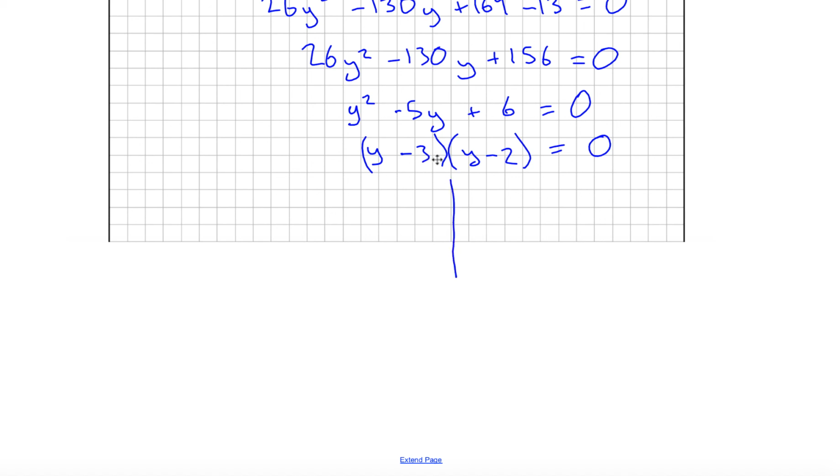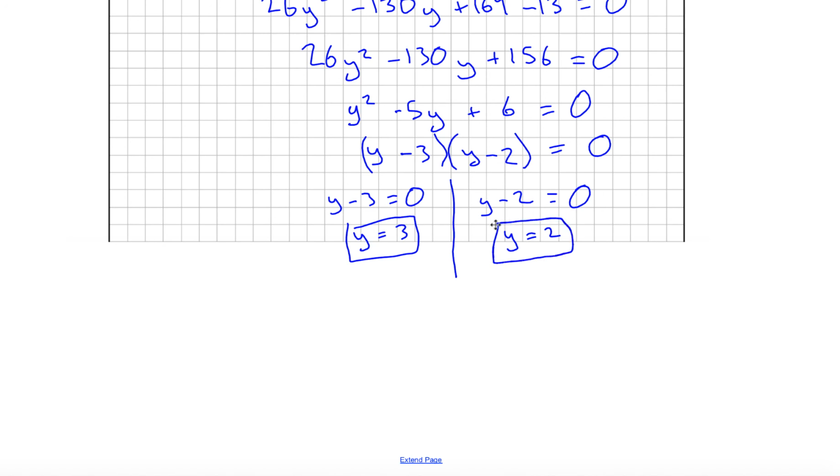So a bracket multiplied by a bracket is 0. The only way that can be true is if either this bracket here, y minus 3, is 0, or the other one, y minus 2, is 0. Well, if y minus 3 is 0, y must be 3. So that's one answer for y. And if y minus 2 is 0, that means y must be 2. That's my other possible answer for y. So I've got my two y values now.